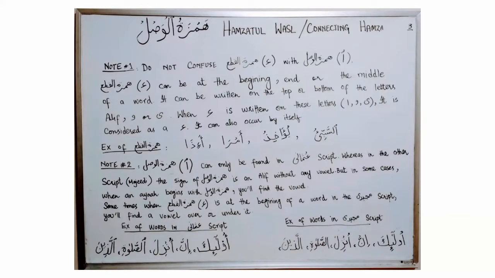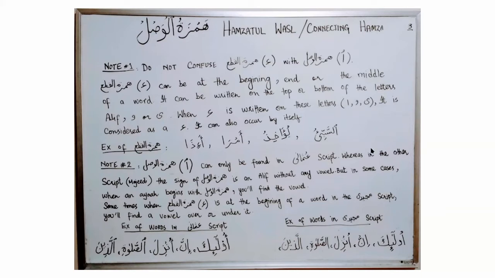One thing we should remember: not to confuse Hamzatul Qat'a with Hamzatul Wasl. Hamzatul Qat'a, if you look at my pointer, we write like this. But Hamzatul Wasl is written like this. It is an alif with the tiny head of letter Sod on the top. This is how we write Hamzatul Wasl, and Hamzatul Qat'a is like this.